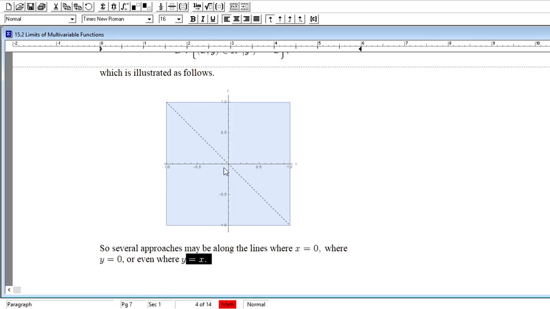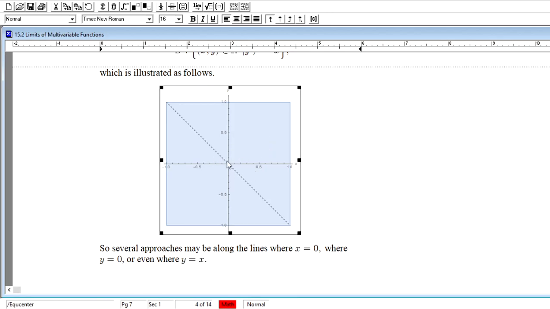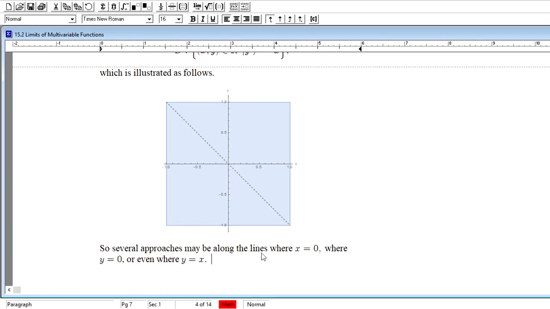We could consider approaching the origin where x equals 0. That's along our y-axis, along the vertical line x equals 0. We could be approaching along the horizontal line y equals 0. That's along our x-axis. And then we could approach on what would be the reflection of this domain concern, the line y equals x. We could consider approaching on this line and seeing what different behavior we get, folks, for the output of this limit. And this is what we do down below.